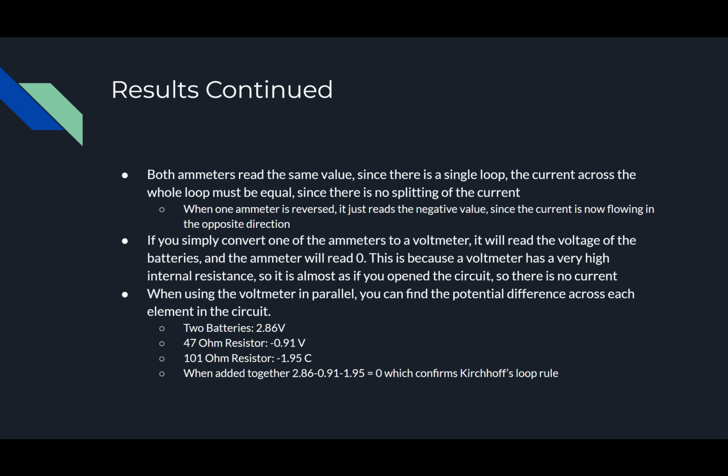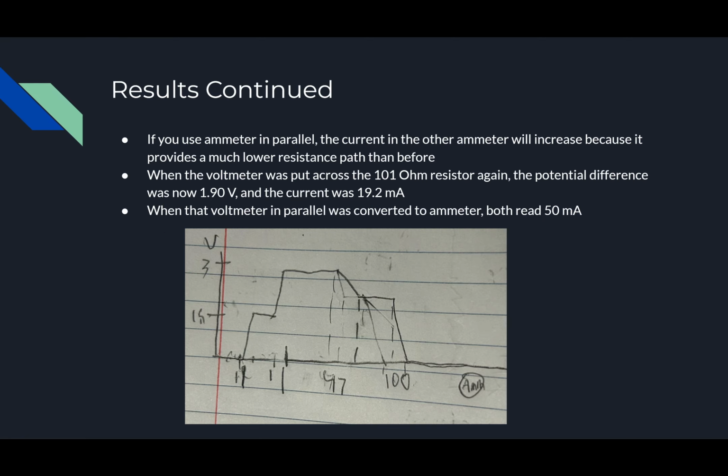We did some things with the ammeters and the voltmeters, but the main thing here is that we confirmed Kirchhoff's loop rule, where we remeasured the two batteries, remeasured the resistors, and then when we add it all up, we get zero, and that confirms the loop rule. Then this is some more work where we're changing how we're using the ammeters and voltmeters, and then this is the voltage graph. We have the batteries on the left, and then we have the resistors changing the voltage on the right.